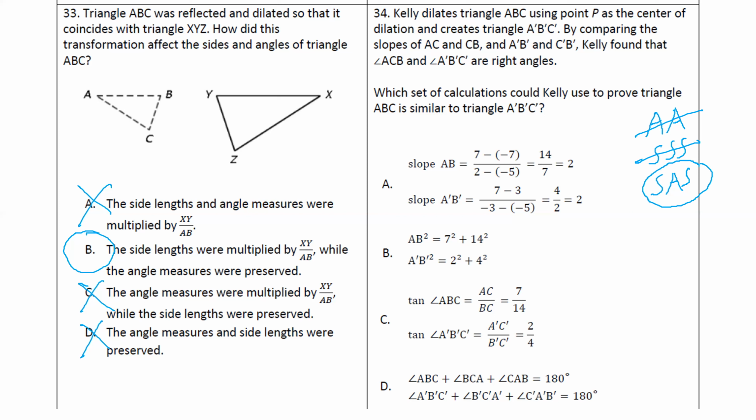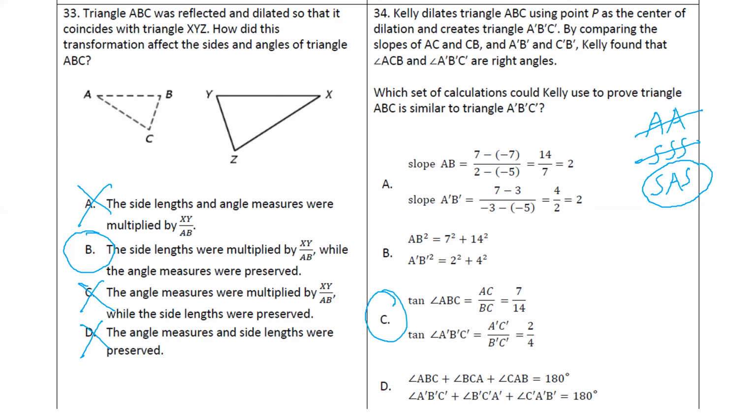So it has to be side-angle-side. So we must be doing something that's giving us the length of our other sides, which is going to narrow it down to either B or C. B isn't actually figuring out that sides are proportional. C is figuring out that sides are proportional. So the only one that is going to work here is C. That's a tricky question.